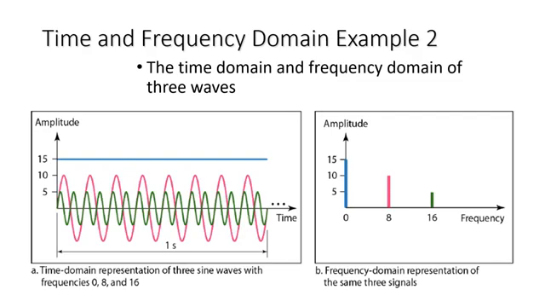In this example, we have 3 different waves: the blue with a frequency of 0 Hz and amplitude of 15 volts, the red with frequency of 8 Hz and amplitude of 10 volts, and the green with frequency of 16 Hz and amplitude of 5 volts. These 3 signals can each be represented in the frequency domain by plotting discrete vertical lines of their frequency and amplitude.